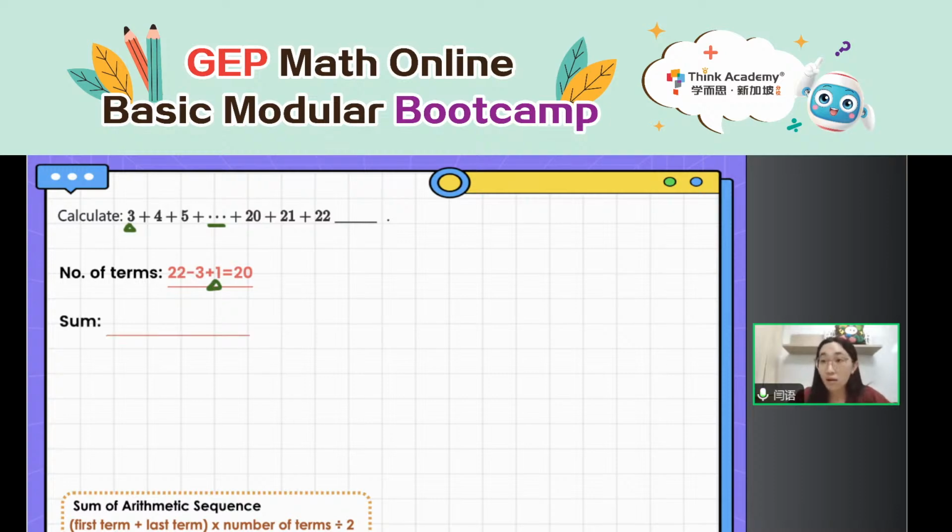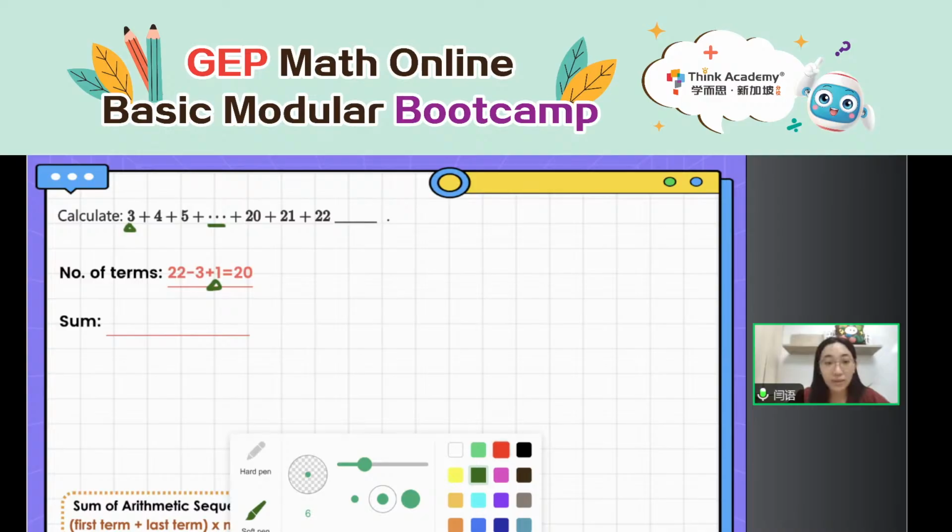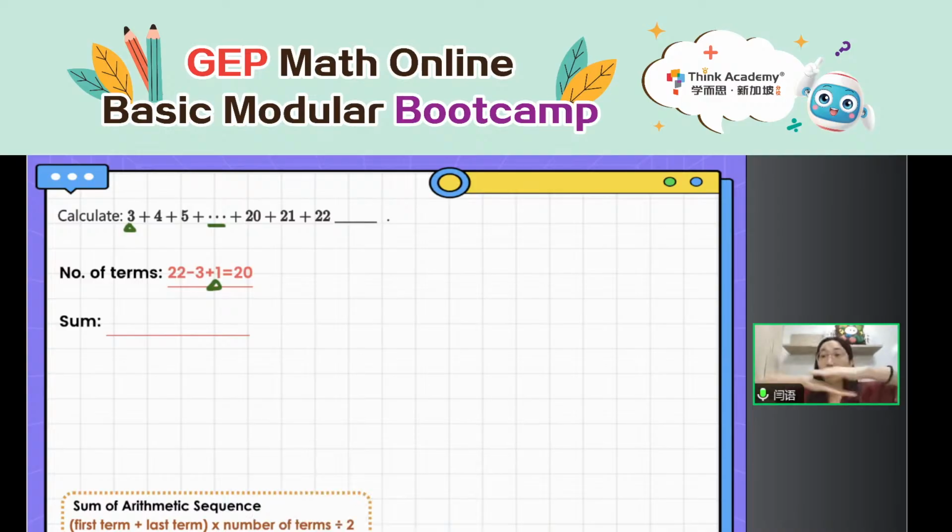Well, here, according to the formula, we just turn the train around, right? That is the double train method. For each column, what is the sum? That is the first term plus the last term, which is 3 plus 22, okay? And then how many terms are there? Just now you already figured out there are 20 terms. Then we just times 20 and divide it by 2.